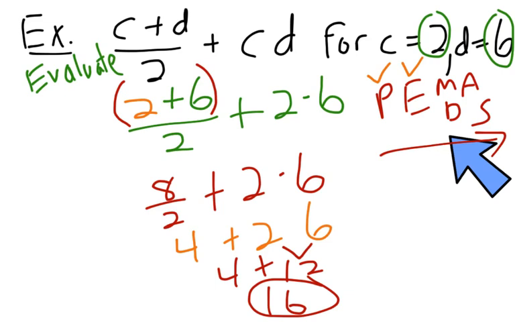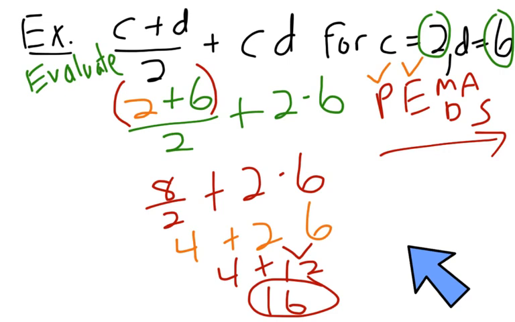Okay, just a quick recap. I plugged in 2 and 6 into my C and my D, and I had to do that twice since they came up on 2 different occasions. And I had more than one number on the fraction, so I put it in parentheses, and I just followed order of operations and got the answer 16.